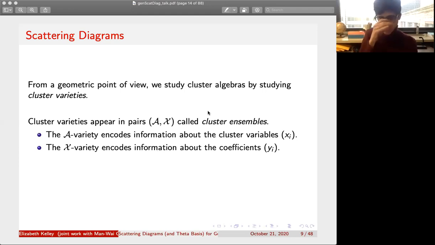So here, what we call the A variety or the cluster variety is going to encode information about the cluster variables, or the x_i. And the X variety, confusingly I know, is going to encode information about the coefficients, or the y_i variables. And this naming convention is kind of tragic, but it is what it is. You just have to remember that the X variety does not actually tell you about the X variables.